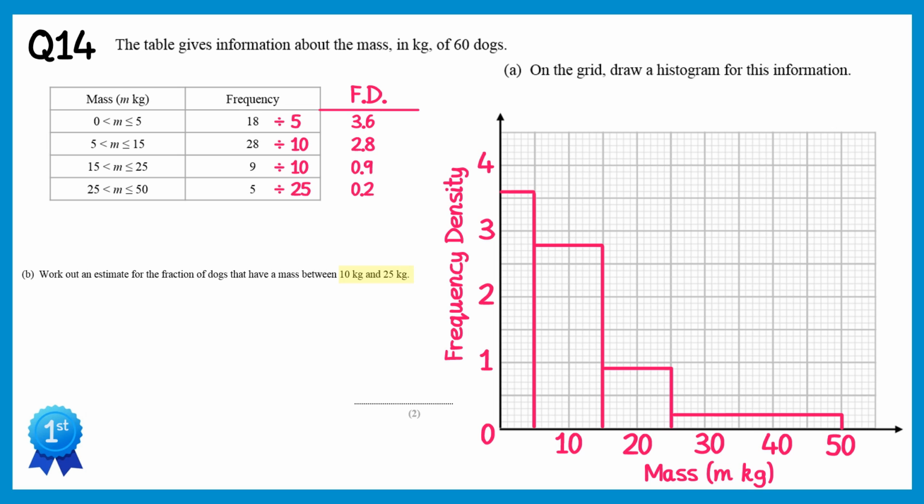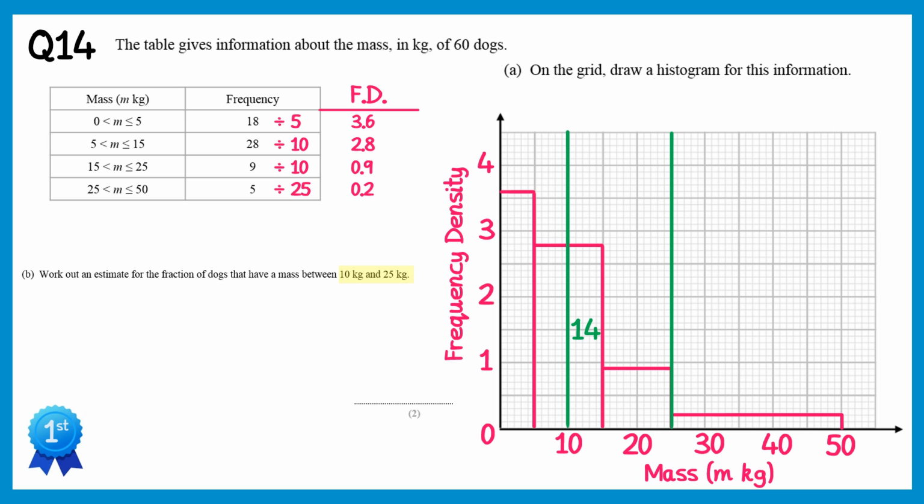kilograms. To do this, we're going to draw a vertical line onto the histogram at 10 kilograms and 25 kilograms. So we need to find the frequency between these 2 points. The bar on the histogram between 5 and 15 kilograms has a frequency of 28. You can tell that from the table in the question. Since we've drawn this line at 10, we only want half of this bar, so half of 28 is 14.